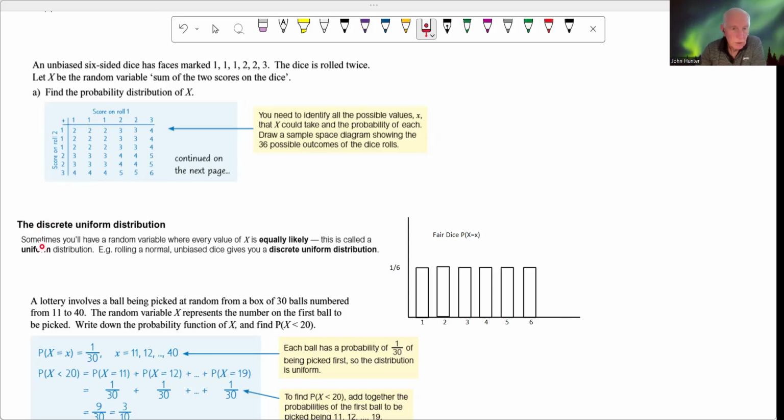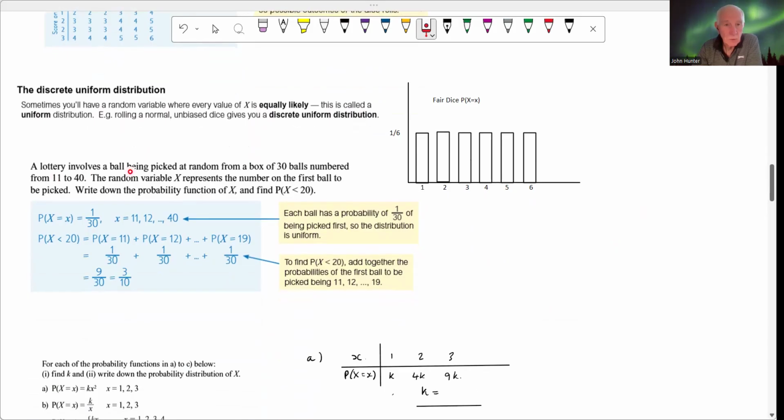Discrete uniform distribution. Sometimes you'll have a random variable where every value of x is equally likely. This is called the uniform distribution, e.g. rolling an unbiased dice. I'm just taking one value, and we can draw a chart of that. There we go. So 6 bars, all the same height, and each height is 1/6, basically.